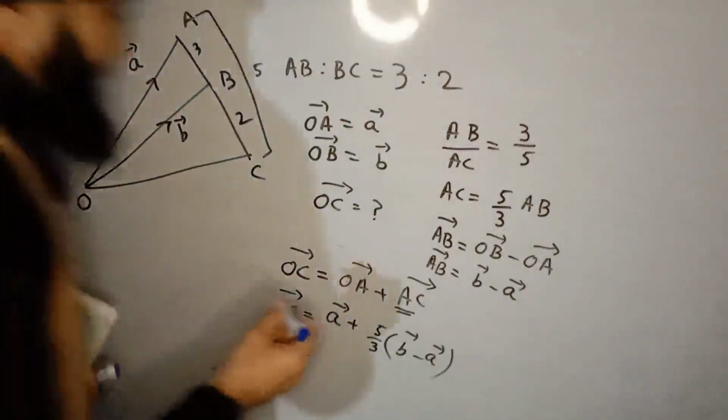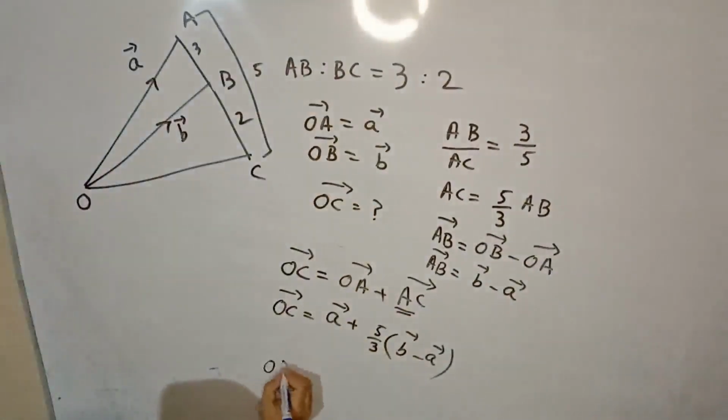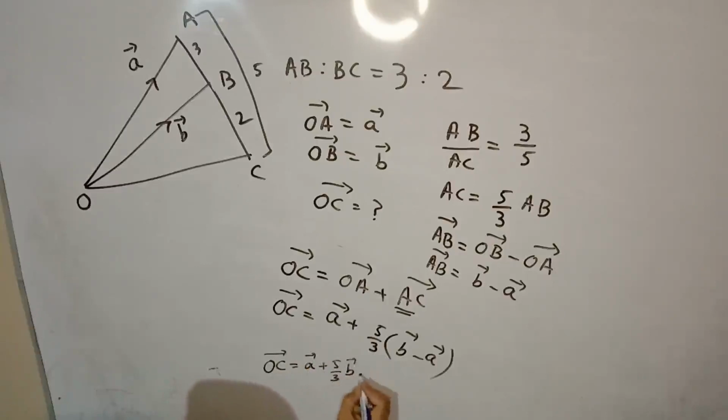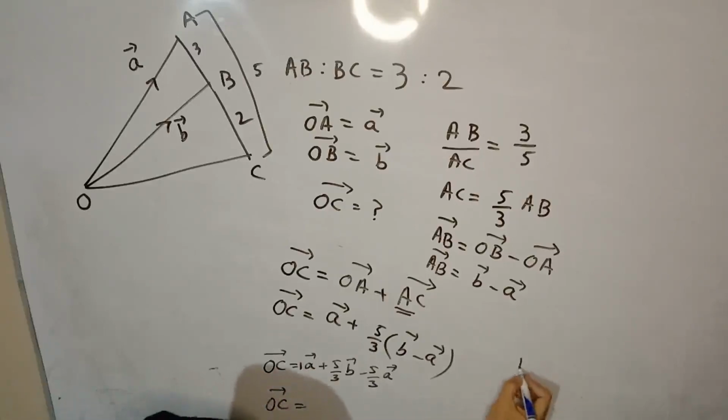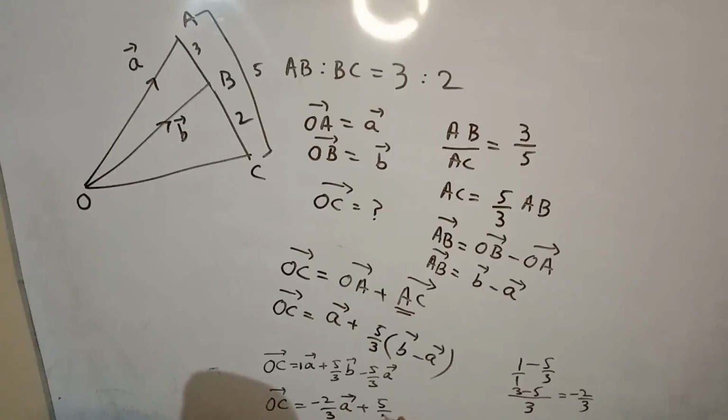We can simplify it by writing it like that. OC will be equal to A plus 5 over 3 B minus 5 over 3 A. Therefore, if we simplify it, OC is equal to 1 minus 5 over 3, this is 1 over 1, I take 3 LCM, this will become 3 minus 5, which is equal to minus 2 over 3, so 1A minus 5 over 3A is minus 2 over 3A, minus 2 over 3A plus 5 over 3B.